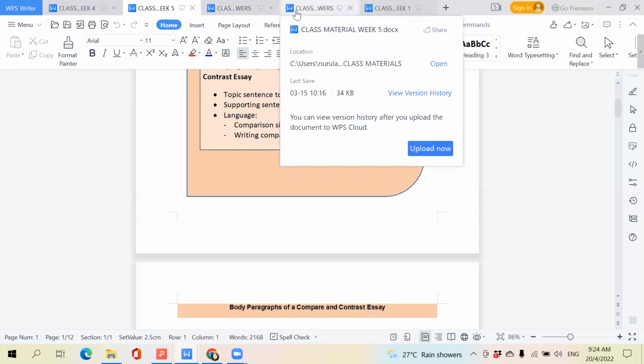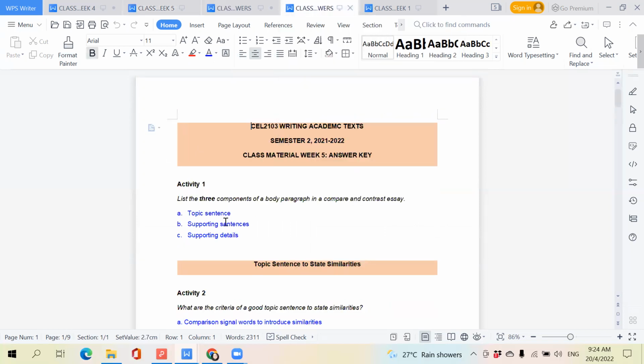All right. So what is the second component? The second component is supporting sentences. And the third component is supporting details. But as you can see, in the body paragraph you don't have any thesis statement anymore. So that's why I say the components for the introductory paragraph, body paragraph, and concluding paragraph are all different. So please do not get yourself confused.